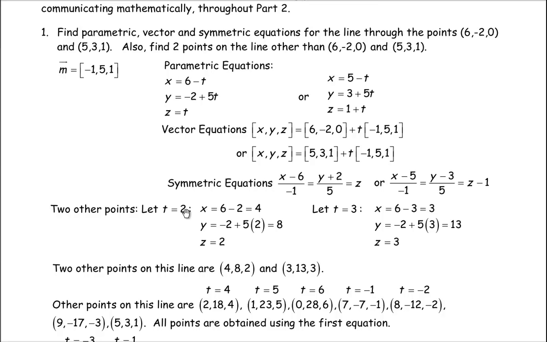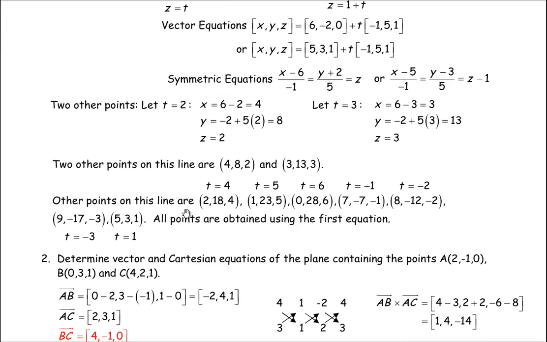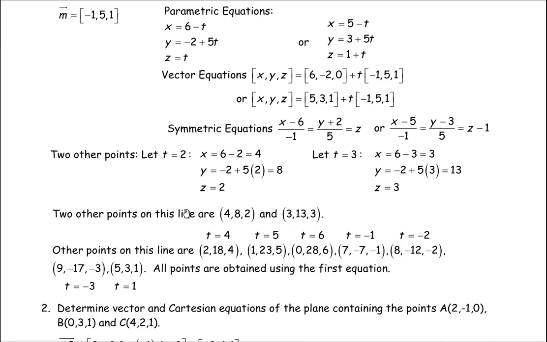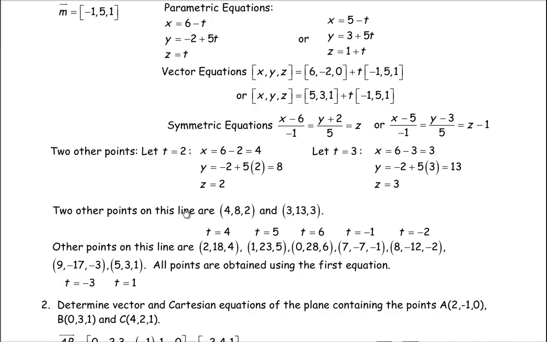Next I'll put 3 in. So 6 minus 3 is 3. Put 3 in here, so 5 times 3 is 15, minus 2 is 13, and put 3 in place of t, so the z value is 3. So (3, 13, 3) is a point on this line. Now you can put other values. I actually wrote several examples here. If you use different t values, all from the first set of equations. Of course, not necessarily the same t values, the second set would generate the same points. But of course, they should still be on the line.